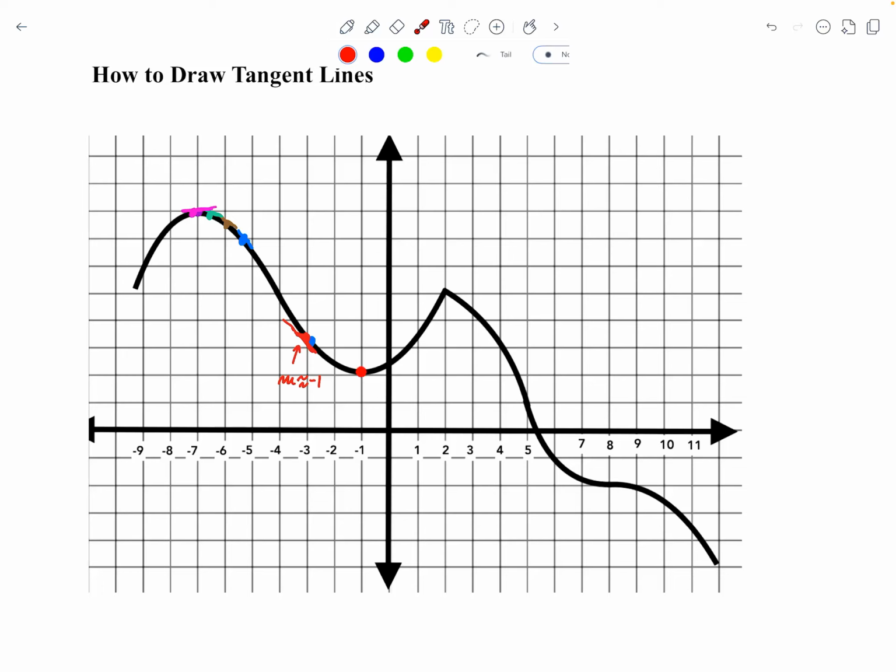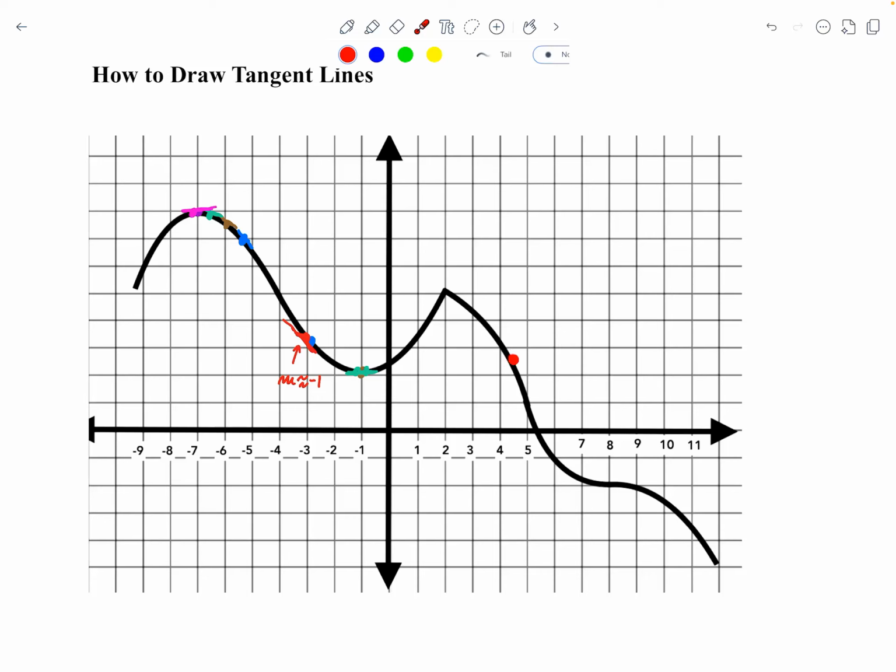So for example, here this is a local min. If I take this point here and take a point on the left or on the right, doesn't matter which direction, and then connect those points, again the tangent line is horizontal, so it has a slope of 0.